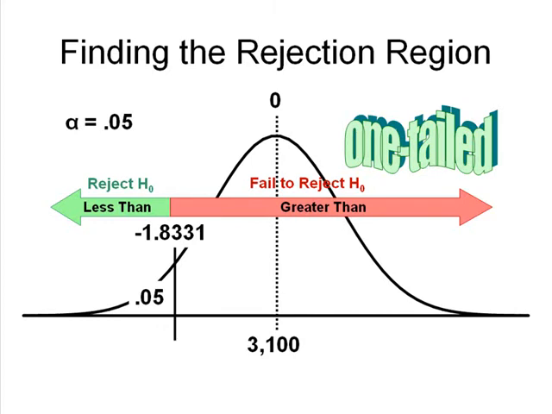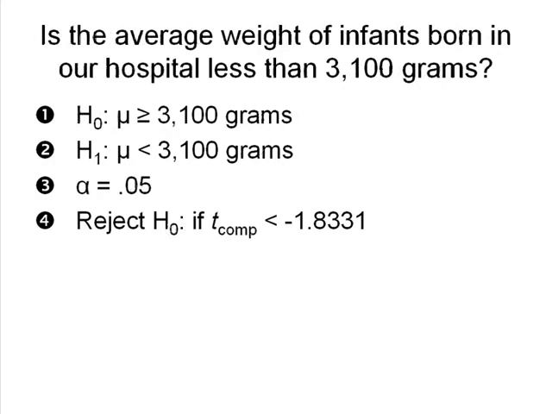So here's the picture where I've added in the value that we got from Excel. So now I know that if I'm going to get a T score which is less than negative 1.8331, I can reject the H0. But if I get a T score that's greater than a negative 1.8331, I'm going to have to fail to reject the H0. So let's put this in our rule. Here we are. Here's our rule. I'll say reject H0 if the T comp is less than negative 1.8331. So now what's left to do is to calculate our T comp by using our data and using Excel.